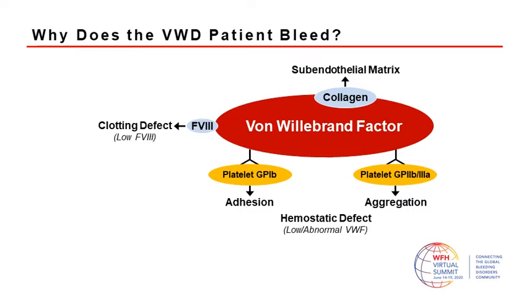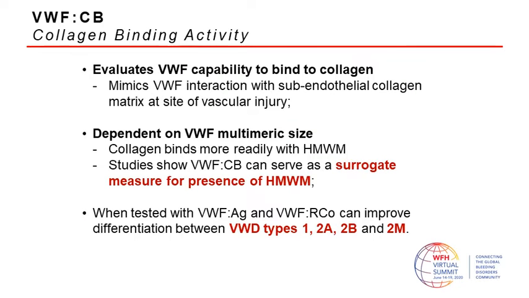Next slide summarizes the role of collagen binding. I don't have to go into detail, but what is really important to discuss about collagen binding today is that it is dependent on the von Willebrand factor multimeric size. Using collagen binding together with the platelet-related von Willebrand factor activity is important because this assay can be considered a surrogate measure for the presence of high molecular weight multimers. Next slides, I don't need to go into details, so we can move to the next slide.